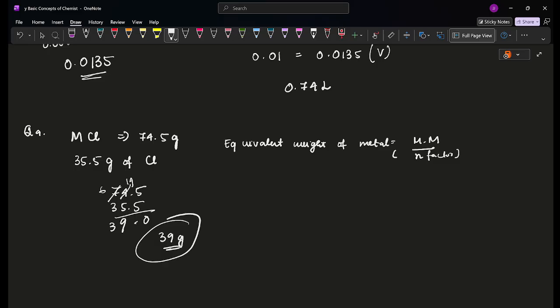Actually, if it was a different metal, they would have used a different formula for this. Like we are supposed to use W1 by E1 is equal to W2 by E2. But since it's monovalent and n factor is 1, it's gonna remain the same. So that's exactly why this is the answer. Okay, moving on to the 10th question.